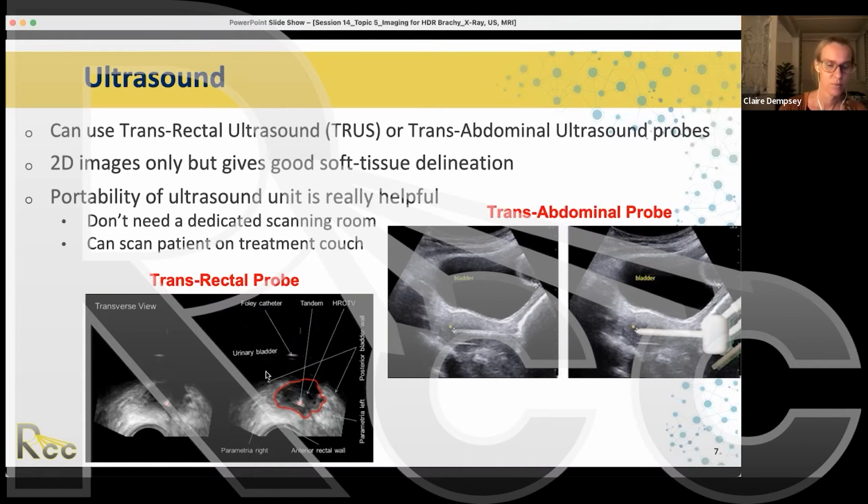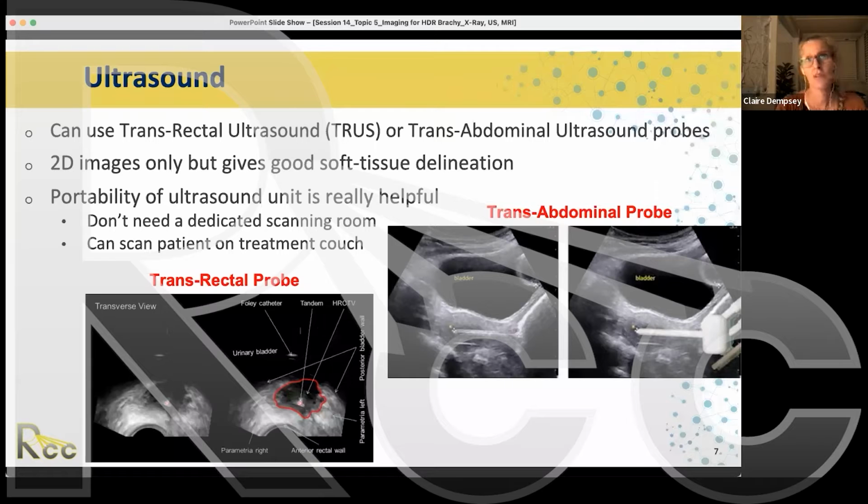The transrectal probe image is probably not as clear because it's not an image that we're traditionally used to seeing. So it does take a little bit more time to learn and understand the images you see with a transrectal probe. But again, you can still see the tandem, you can still make out the soft tissue that would be your cervix and uterus. So it's still a useful imaging modality to have.